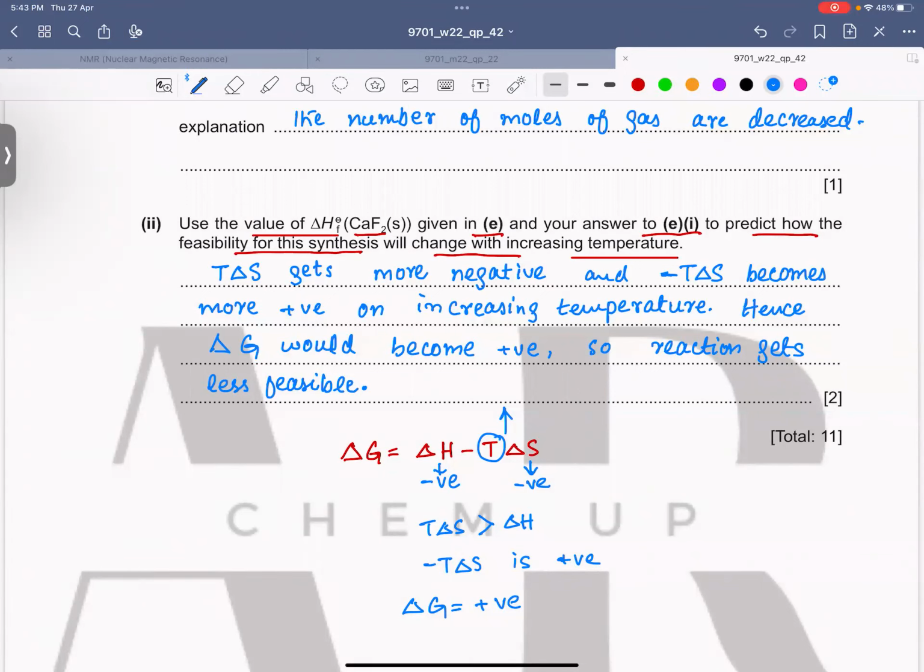Can you repeat again? Can you explain part 1? One minute.